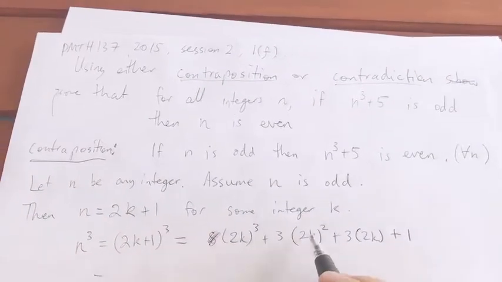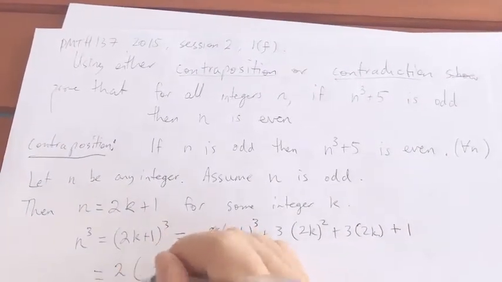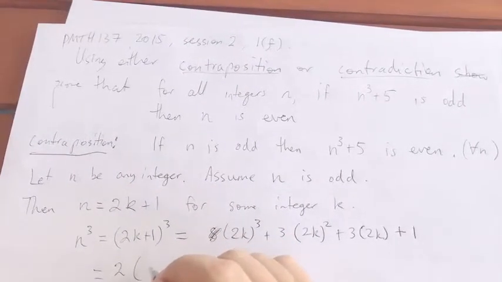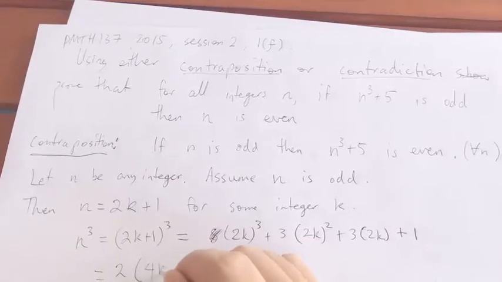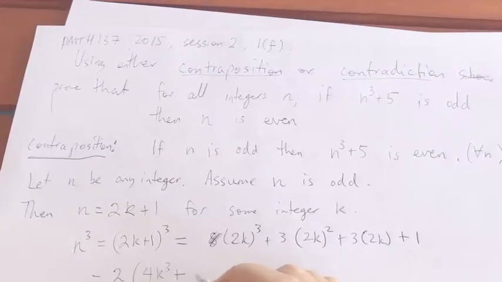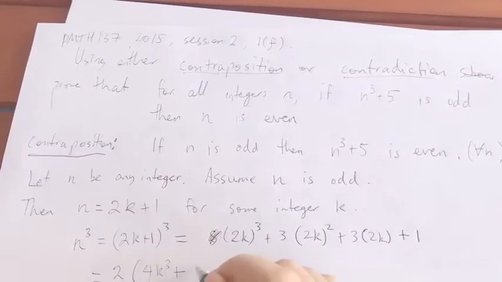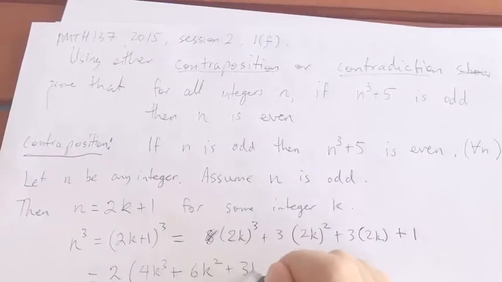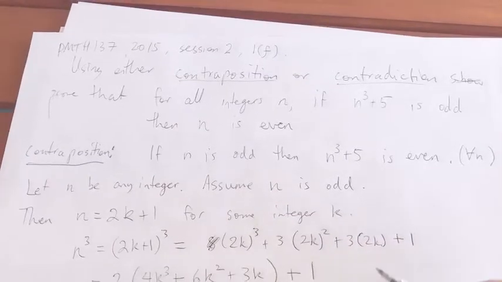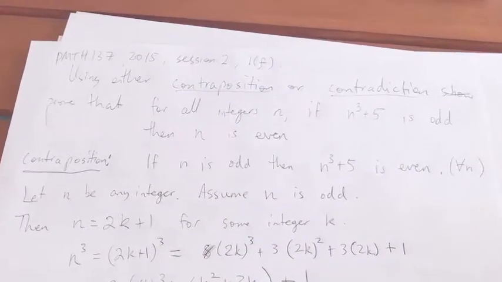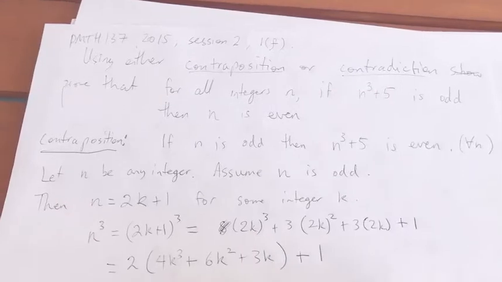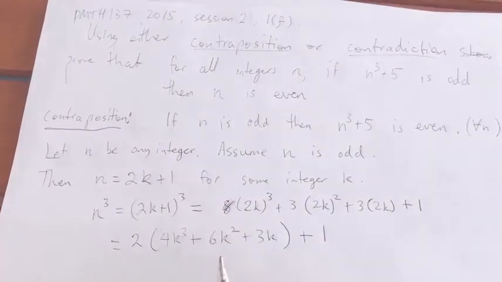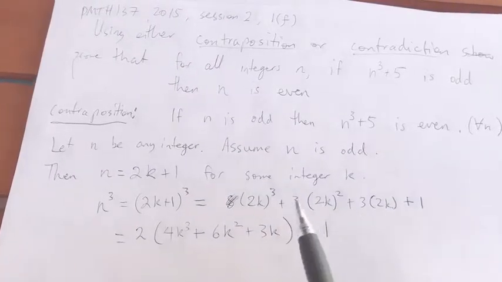All of these things have a 2 in it, so it's 2 times 4k cubed plus 6k squared plus 3k, plus 1. So this means this is odd. Okay. And an odd plus 5 will be even.